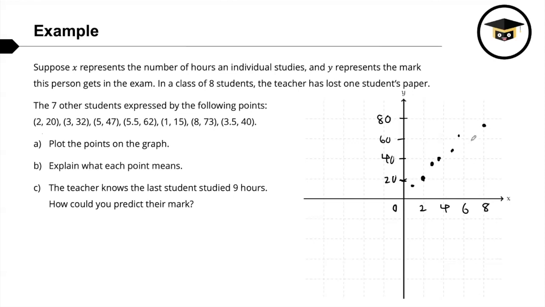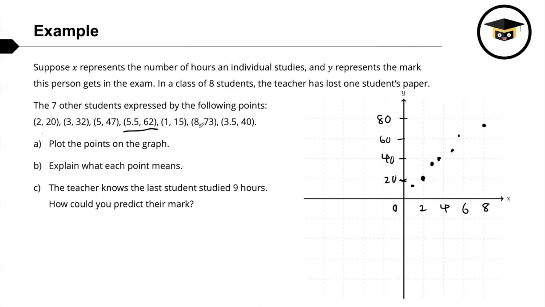Now, part B, explain what each point means. So I've already said that. Each point represents how many hours each individual studied and the mark they got. So for example, this point here, this individual studied for 5.5 hours and got 62%. I don't know if that's a good trade-off or not. I guess if you study more, you might get higher marks, but it really does depend.